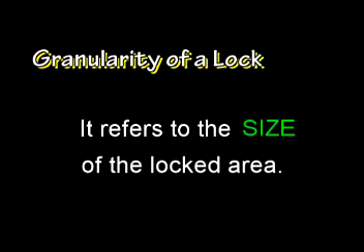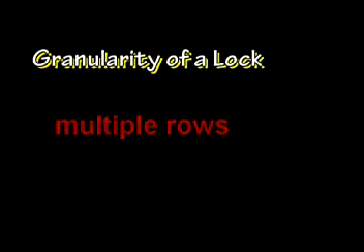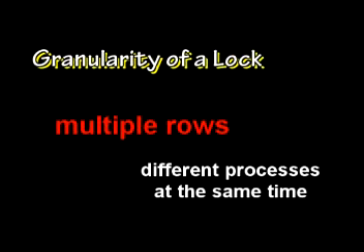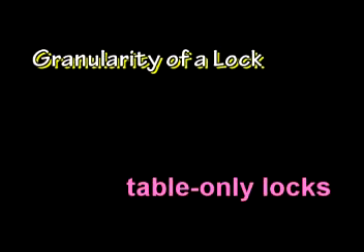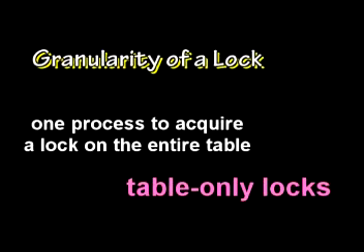The granularity of a lock refers to the size of the locked area. It allows for multiple rows to be locked by different processes at the same time, whereas table-only locks would allow only one process to acquire a lock on the entire table at a time.